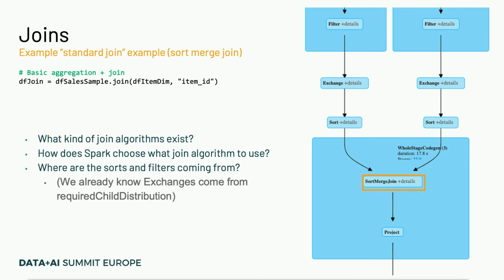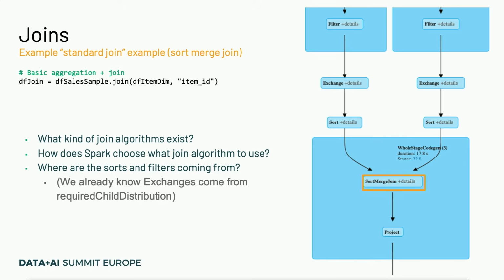Cool. So yeah, joins are the last wide transformations we are going to cover. So in this slide, there's a typical example of a join, right? So on the left, we can see a typical join query in which we join a sales sample data frame to some item dimension table on the item ID key. And this will then be an inner join. And on the right, we then see the associated query plan.